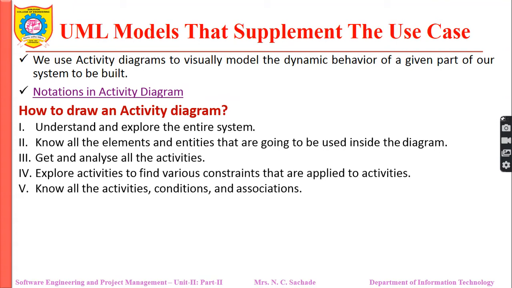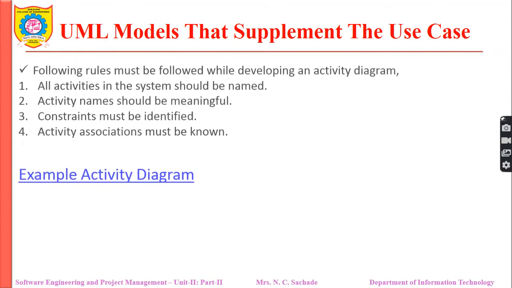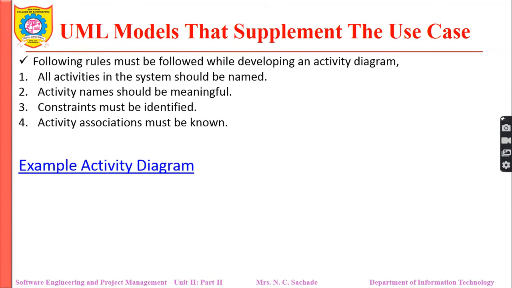Then we are going to identify activities, conditions and associations among them. So this is how we have to draw activity diagrams. You know, we have learned the notations, we have understood what we need to do. Now we will see the example of activity diagram, and before that there are some set of rules which we must see. We have already seen some of them.